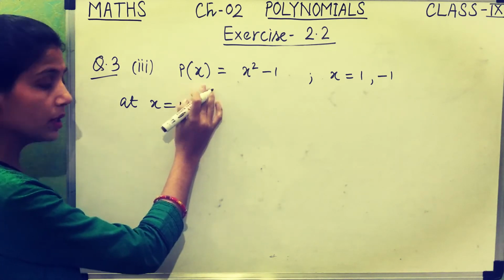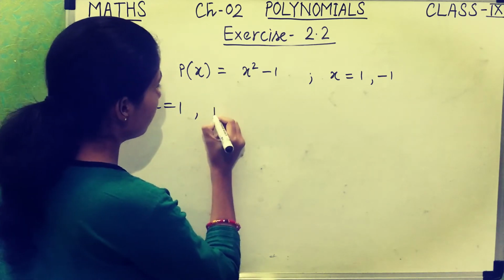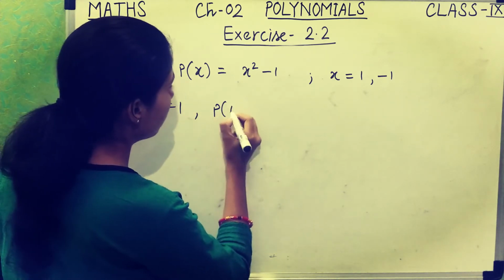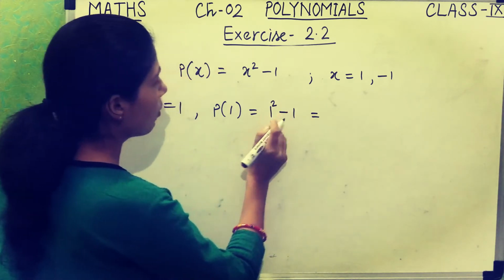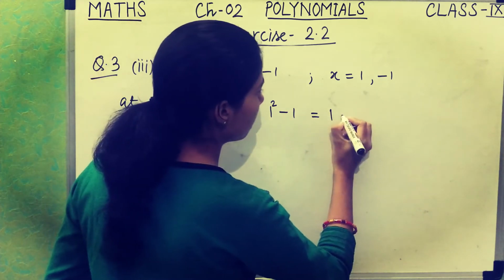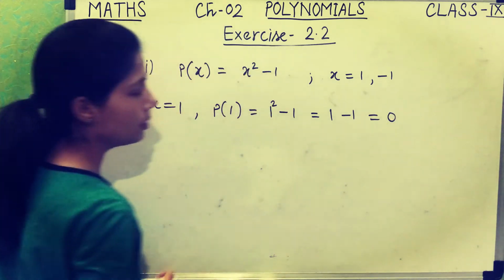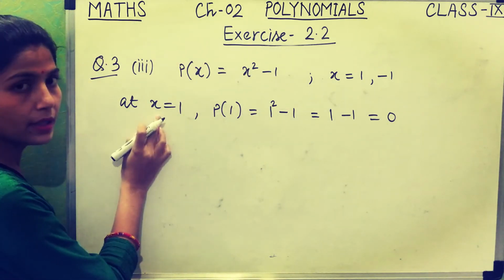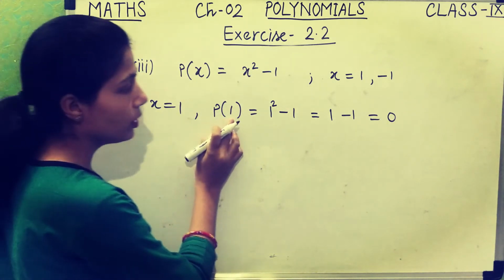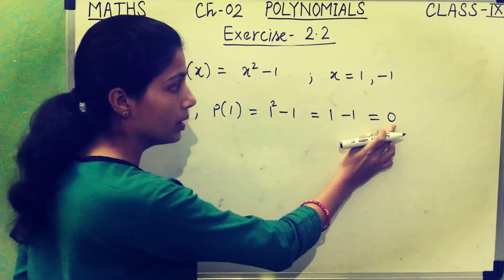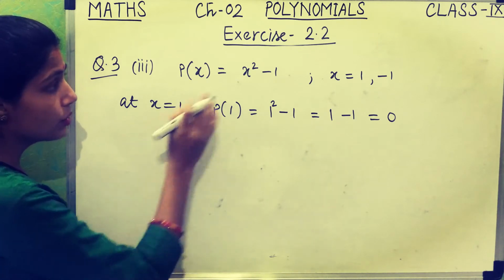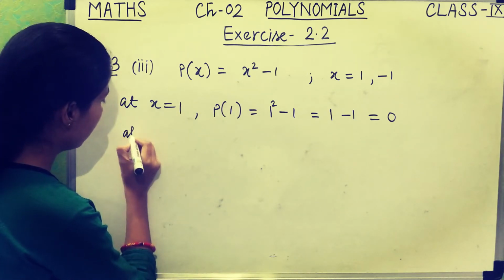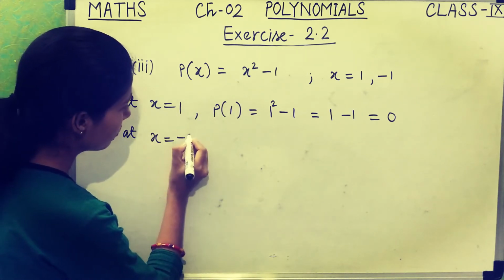So at x equals 1, first we have to check whether x equals 1 is a zero of this polynomial. In place of x we put 1, so 1 minus 1, because square of 1 is 1, minus 1 is 0. Now you can see at x equals 1 the polynomial has value 0, that is why it will be a zero of this polynomial.